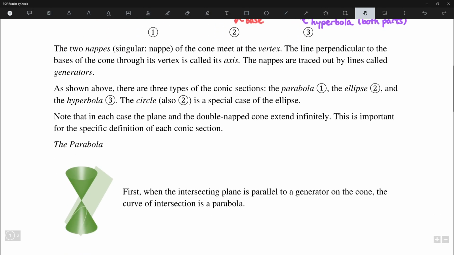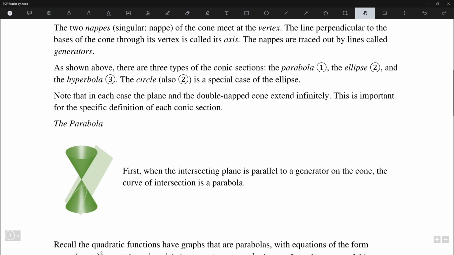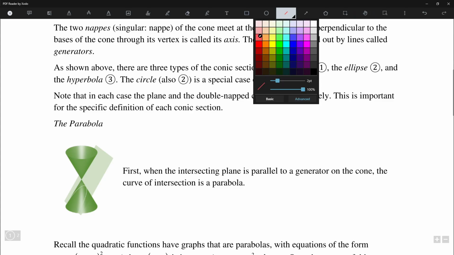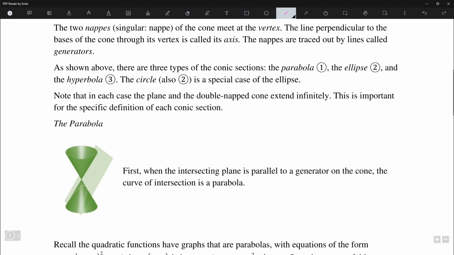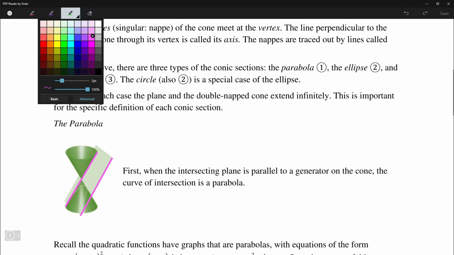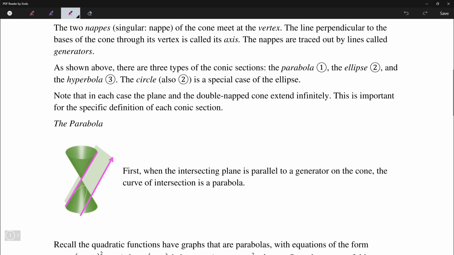Okay, so first let's look at the parabola in greater detail. When the intersecting plane is parallel to a generator on the cone, then the intersection will be a parabola. So in this case, we have the generator going this way, and the plane, as we can see, is parallel. So the resultant conic section is a parabola.